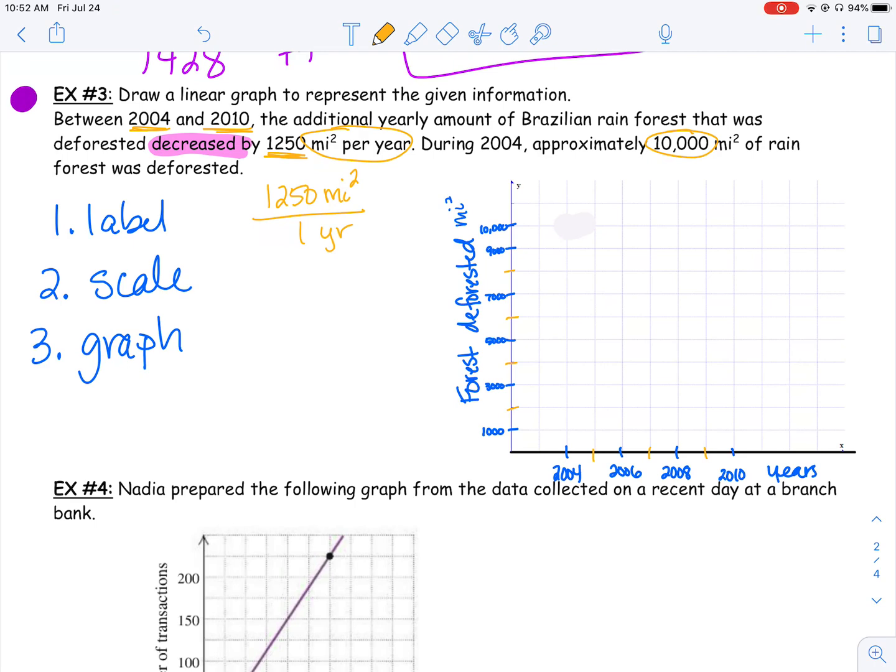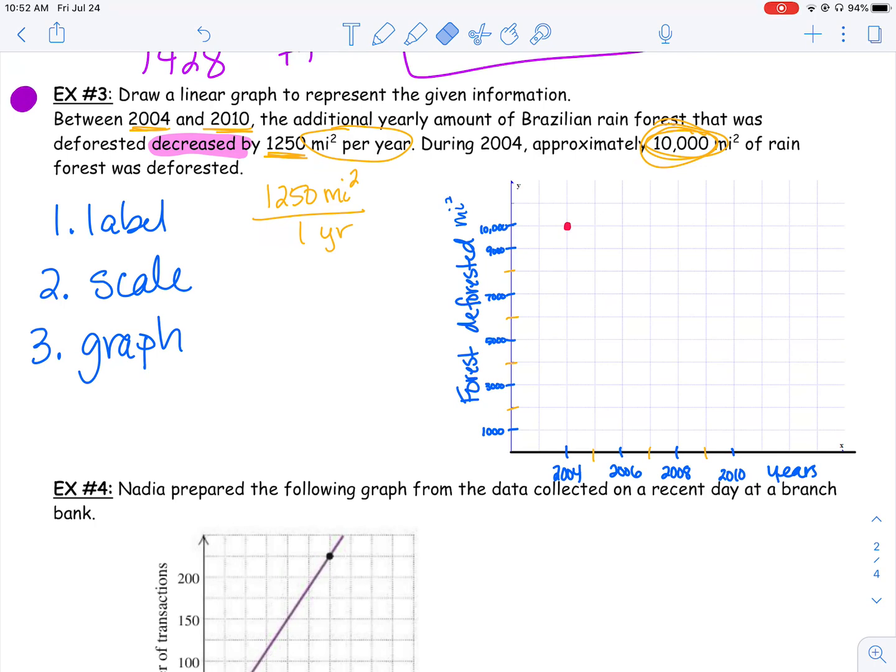Graph using the information. We know a starting point. We know in 2004 that 10,000 square miles of forest was deforested. We know where 2004 is. We can follow it up to 10,000, and we can plot a point here, an ordered pair. So in 2004, we can say that approximately 10,000 square miles of rainforest was cut down.